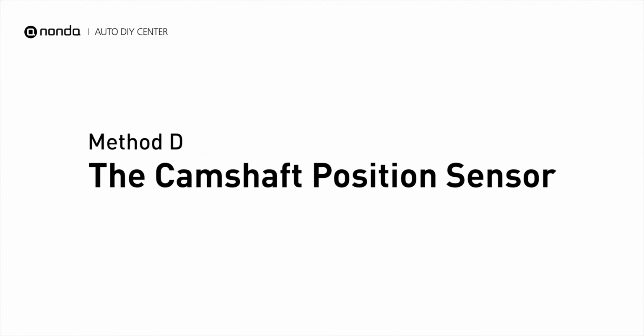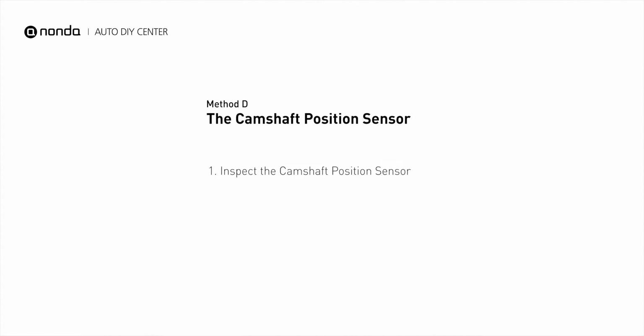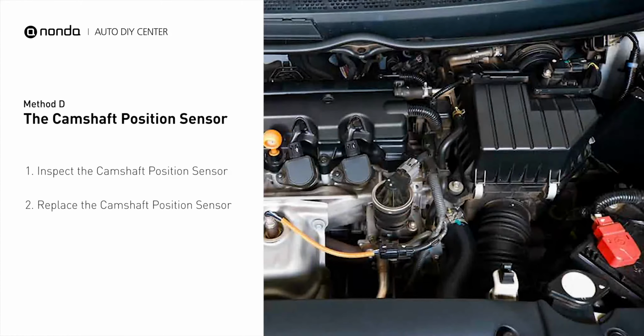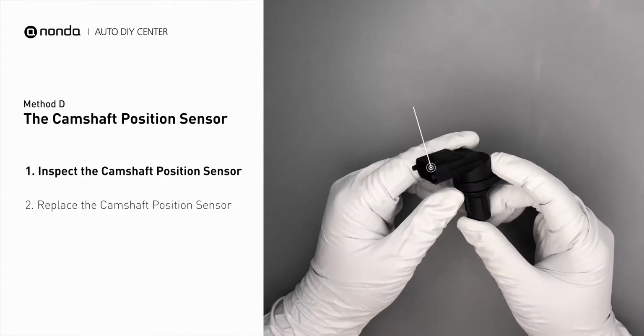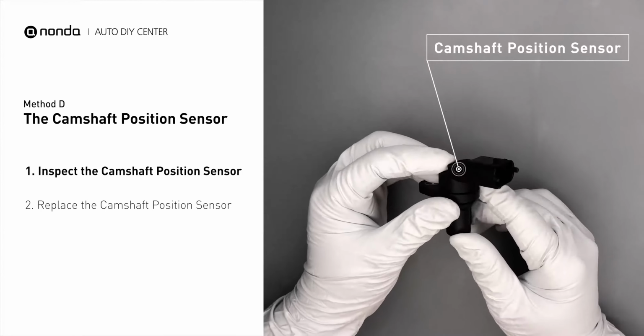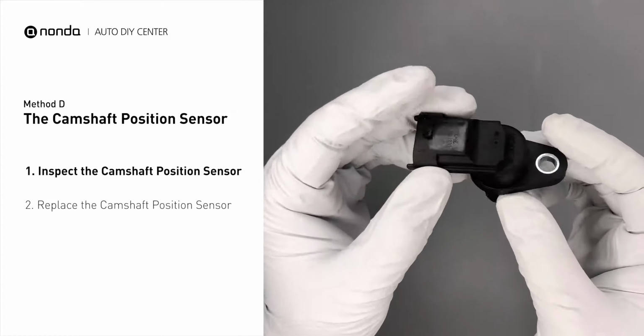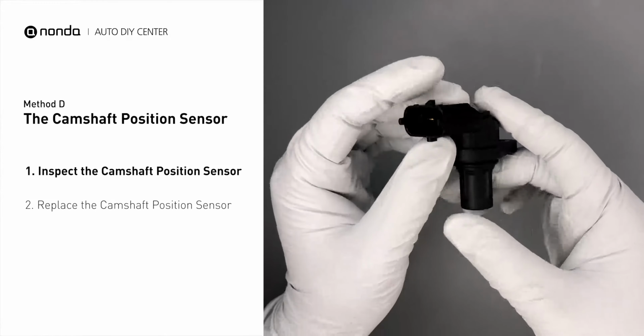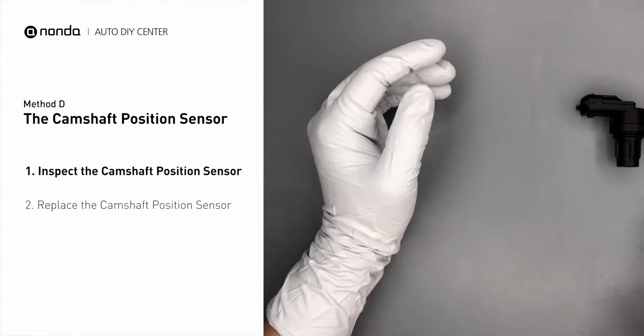Method D. The Crankshaft Position Sensor. The crankshaft position sensor is most often located on the front underside of the engine. It can usually be found mounted to the timing cover. First, carefully remove the crankshaft position sensor from the vehicle. Visually inspect the sensor to make sure it hasn't been contaminated by a leak from another engine component.